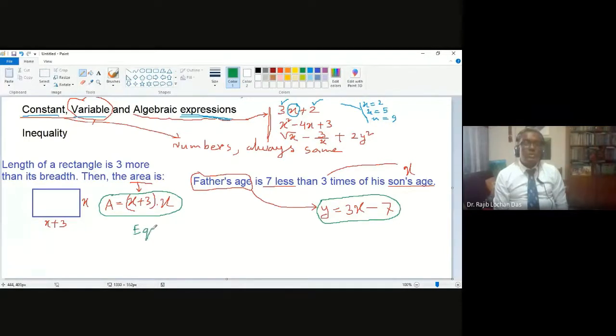So equation means there are two sides, left side and right side, and there is an equal sign in the middle. That is the equal sign. And it will be called equation. So equation has expression in right side or left side or both.